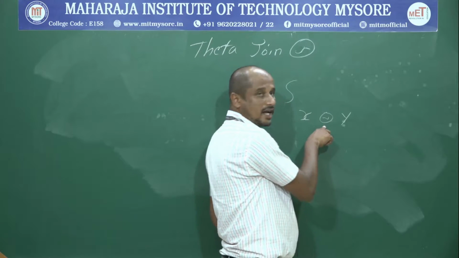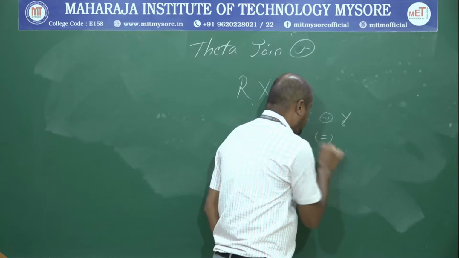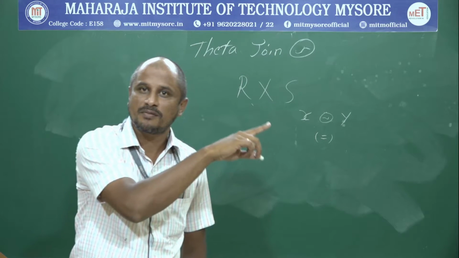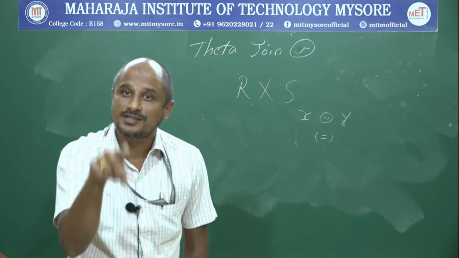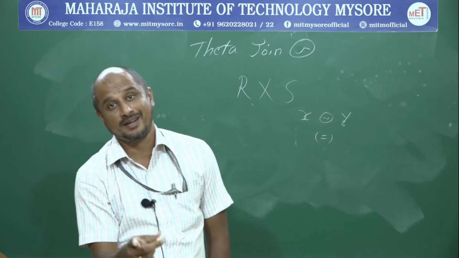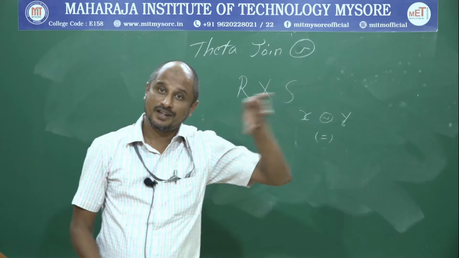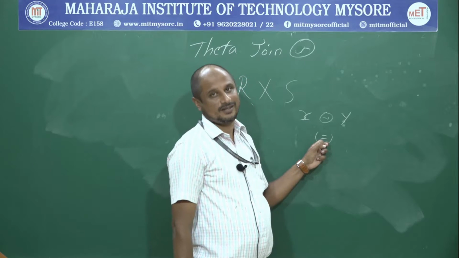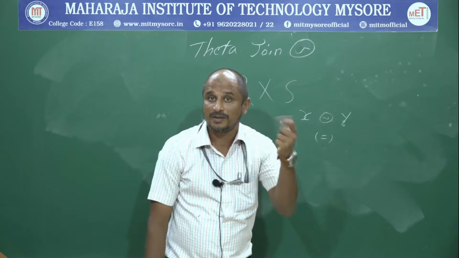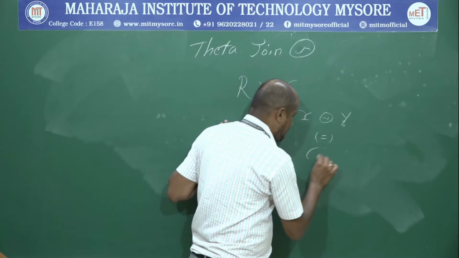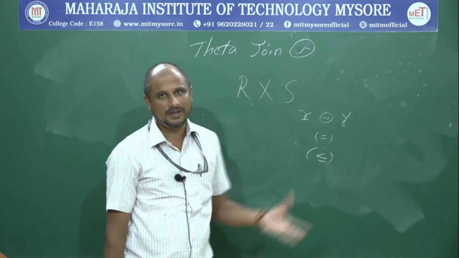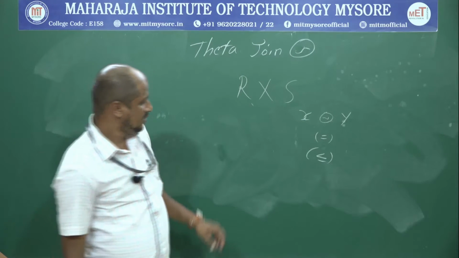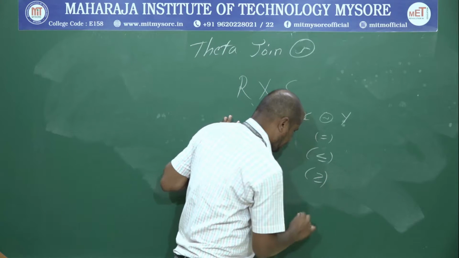Okay, this theta can be equals. Two attributes can be equal, as I told you: the department table's D number can be equal to the project table's D number. That is equals. Then it may be less than, or greater than, when you think about salary, right? So greater than or equal to, and not equal to.